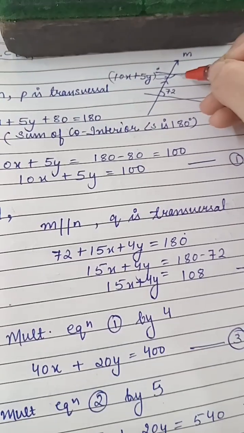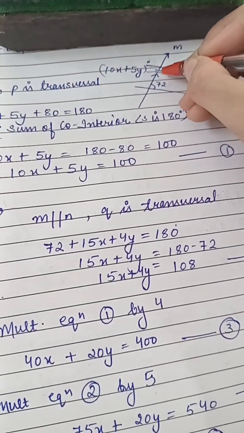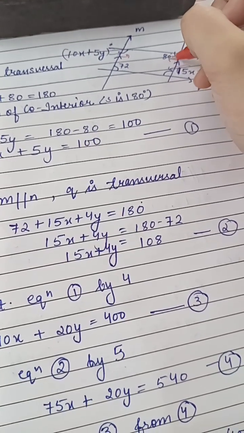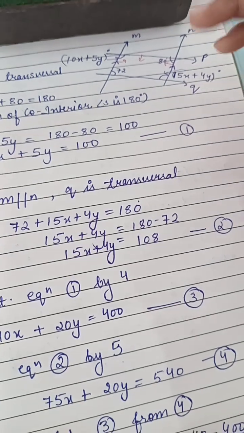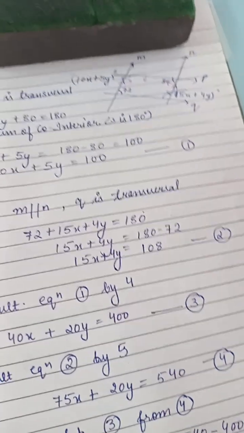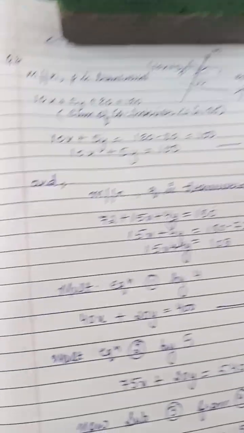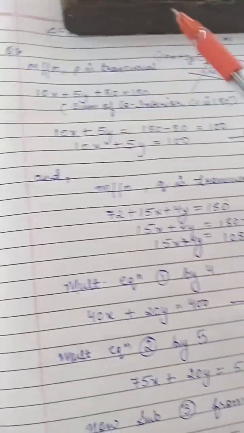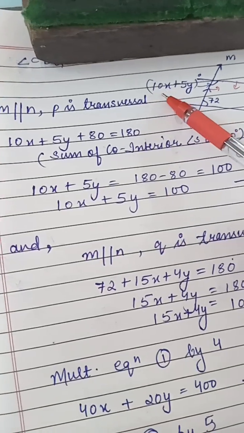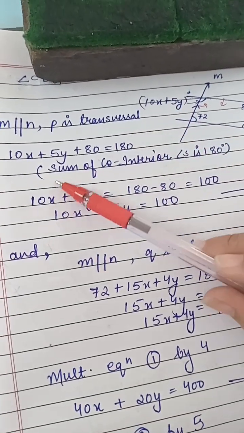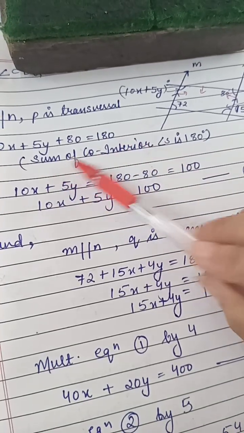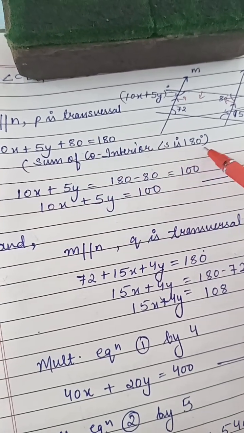Coming to these two angles, again they are interior of these two parallel lines. See, check this. They are in the interior of the parallel lines and on the same side of the transversal. Again they will form co-interior angles. M is parallel to N, P is transversal. What is the first angle? 10x plus 5y, plus 80 degrees equals 180. The sum of co-interior angles is 180 degrees.